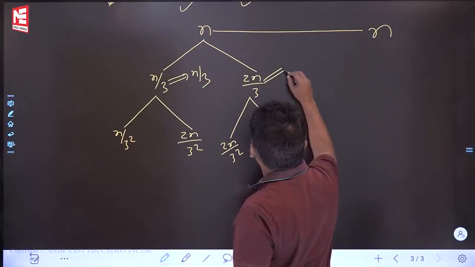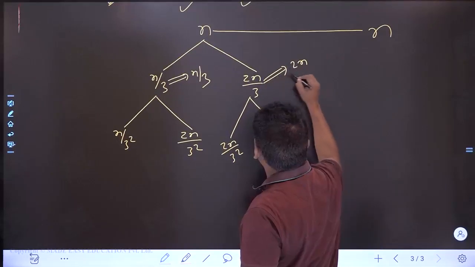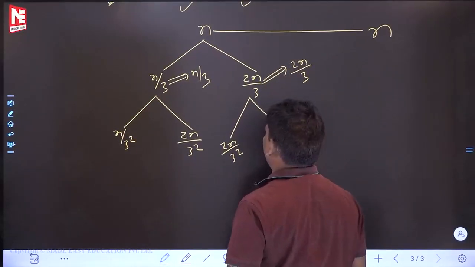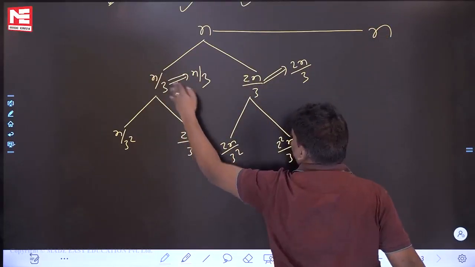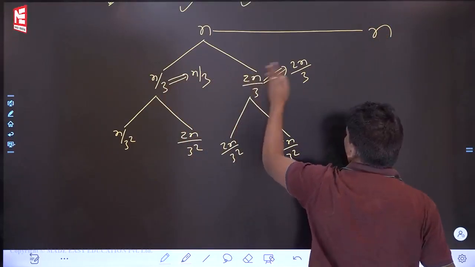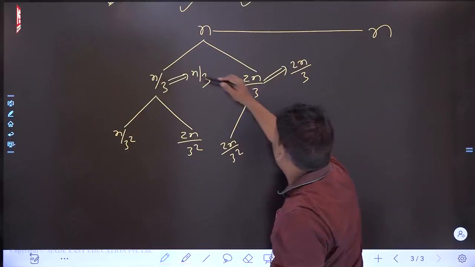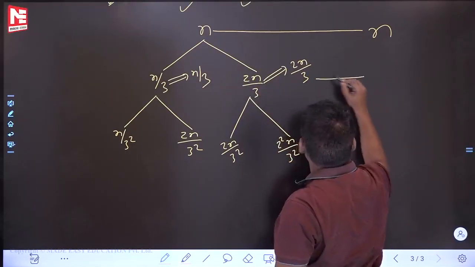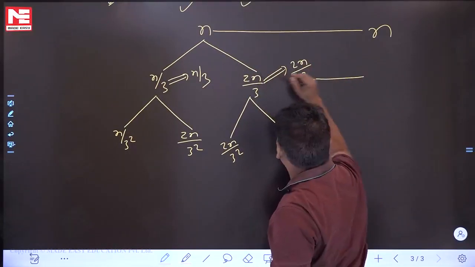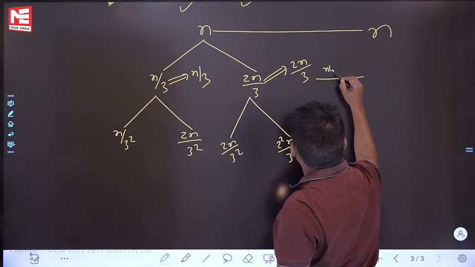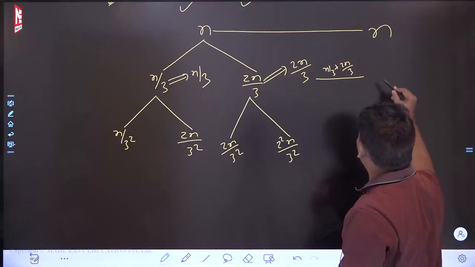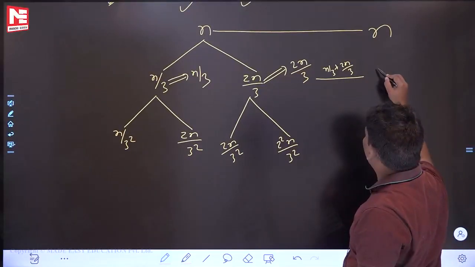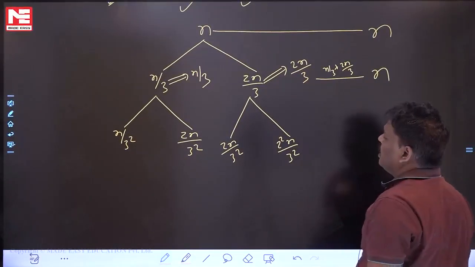But this will also take some cost. What is the answer? n there, n time. 2n/3 is there. So the non-recursive term is n/3, and for 2n/3 the non-recursive term is 2n/3. So because of 2 recursive calls in this level, 2 non-recursive values are there. Can you say the total? Total is going to be n/3 plus 2n/3, which goes to 3n/3, which goes to n. Can you follow me now?